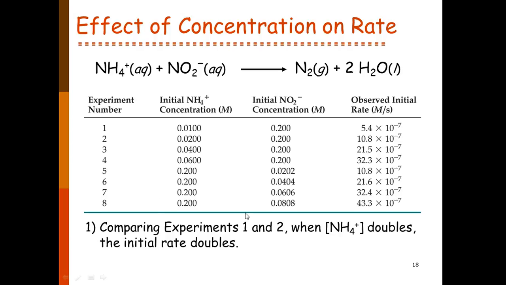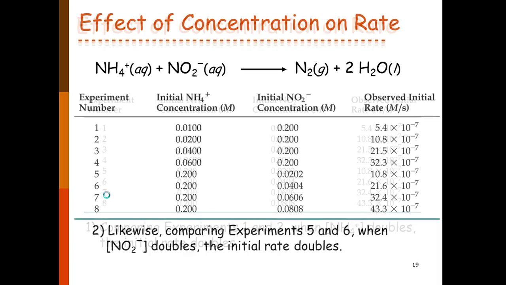Now if we want to decide what the order of the nitrite ion is, we can look at one of the experiments in 5 through 8. I happen to choose 5 and 6, but you could choose any of the other ones. You want to see that when you go from experiment 5 to experiment 6, you've doubled the concentration of nitrite ion, and the result is doubling the rate of the reaction. So this means that not only is ammonium ion first order, nitrite ion is first order as well.